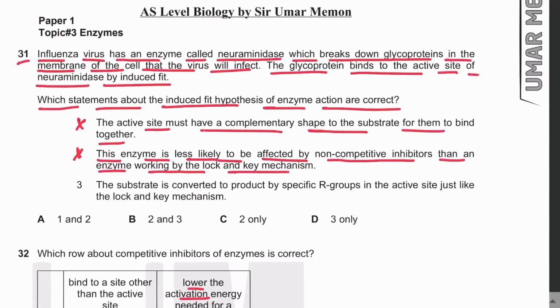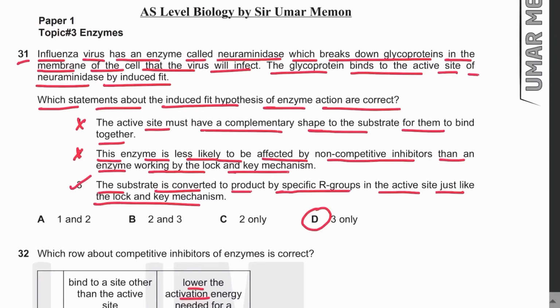Let's move on to statement 3. The substrate is converted to product by specific R groups in the active site, just like the lock and key mechanism. Guys, this is true. Whenever the substrate fits into the active site, there are specific R groups in the active site which make specific interactions with the substrate that allow it to convert to the product.